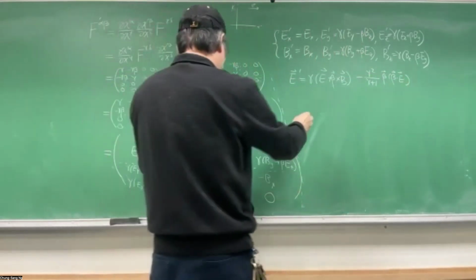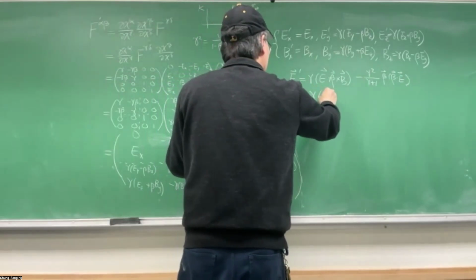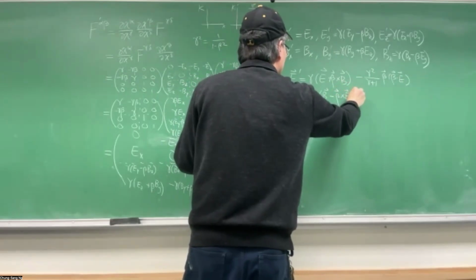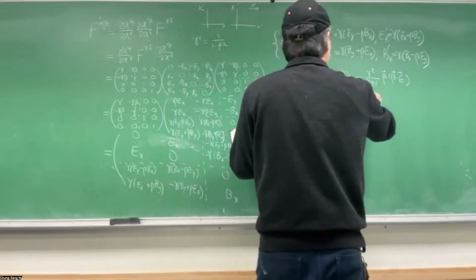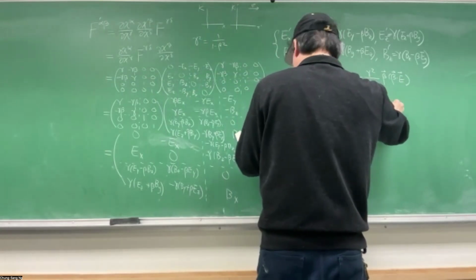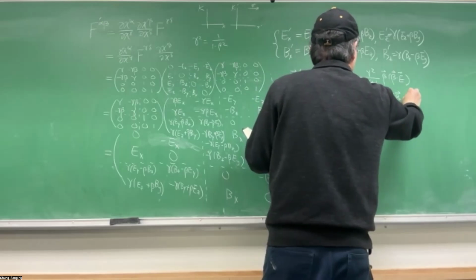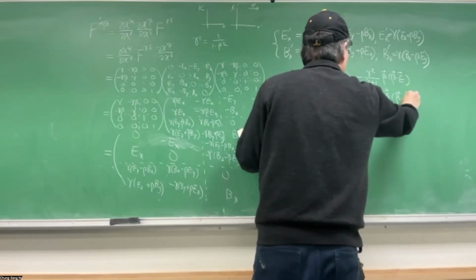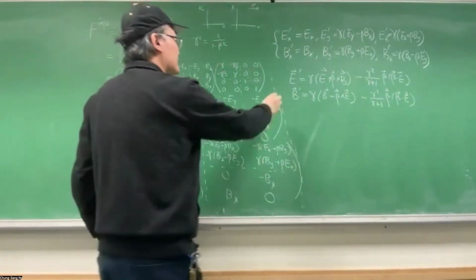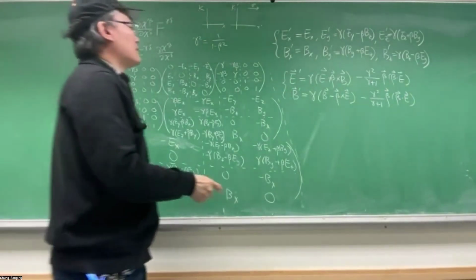Okay, and then the magnetic field. Minus square. Well, okay. Now we can see this.